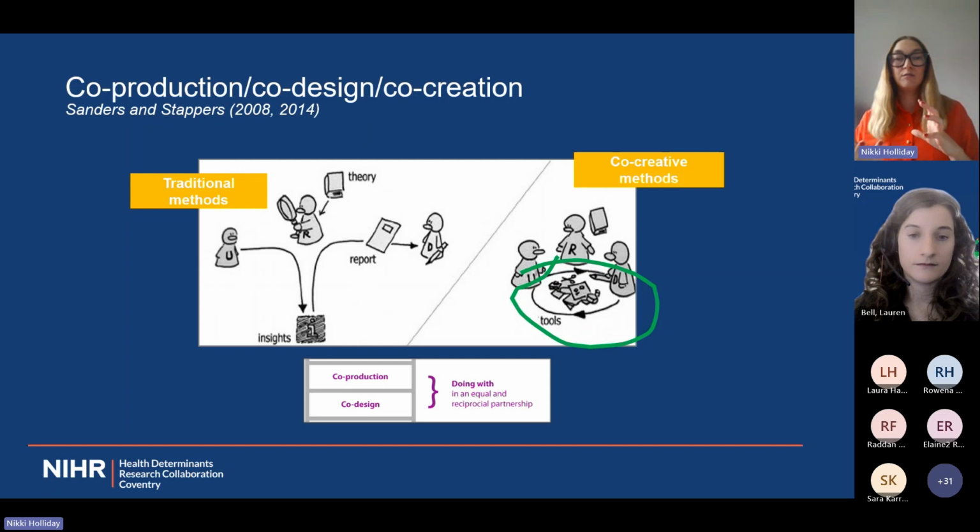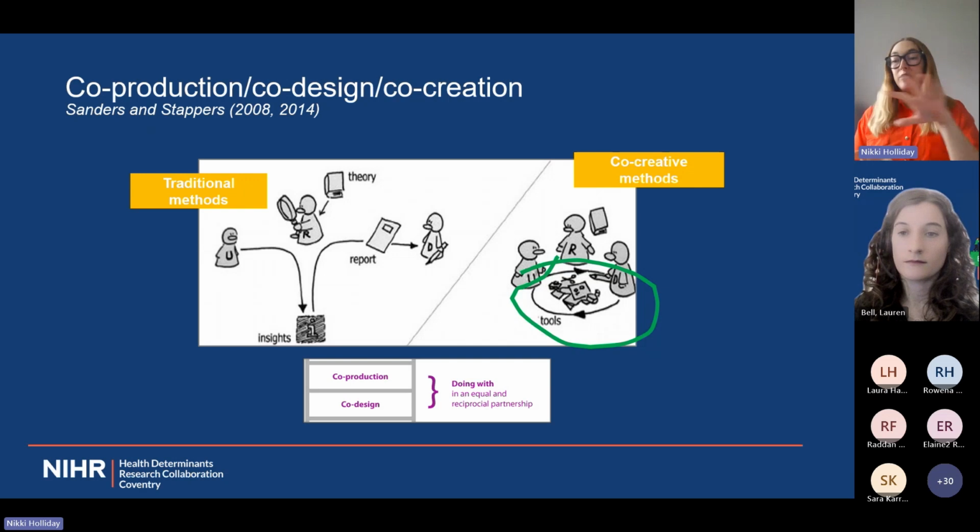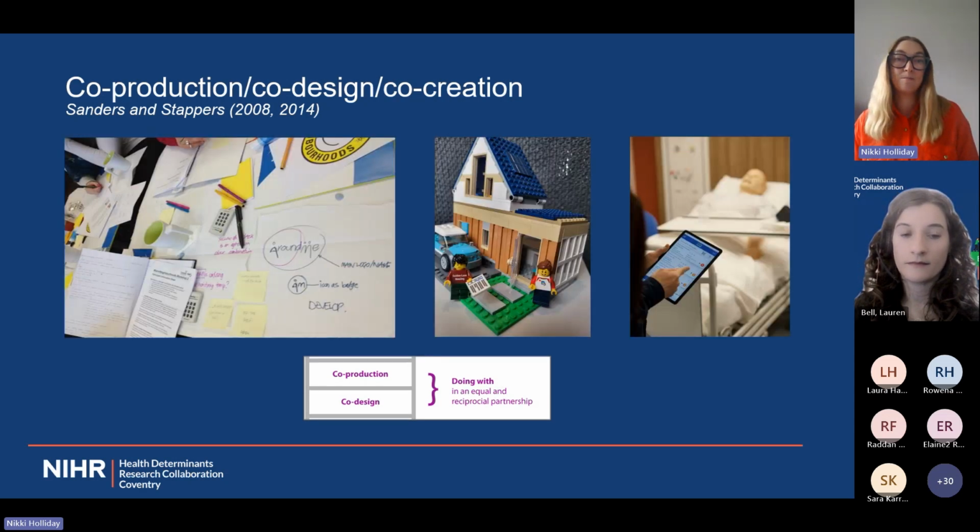Essentially, this is a move from traditional methods where you have patients and the public and researchers and designers of services all in separate boxes doing their own little bits and pieces, to getting everyone in the same space and creating together, designing together and coming up with ideas for research together, ideas for services together, testing those things together. So it's metaphorically getting everyone in the same space. Sometimes it can still happen asynchronously, but the philosophy behind it is working together with people. The co-part is really important there.